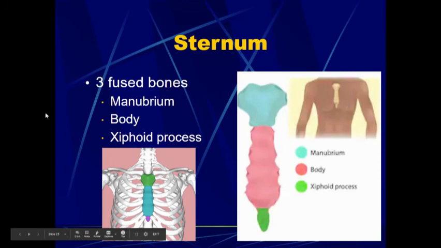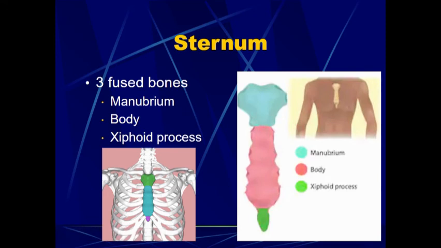So the sternum is actually made of 3 separate bones that have fused together. It almost looks like a necktie, where the top manubrium would be like the knot in the necktie. The body would be the main part there. And then at the very end, there's a small tip that's called the xiphoid process.